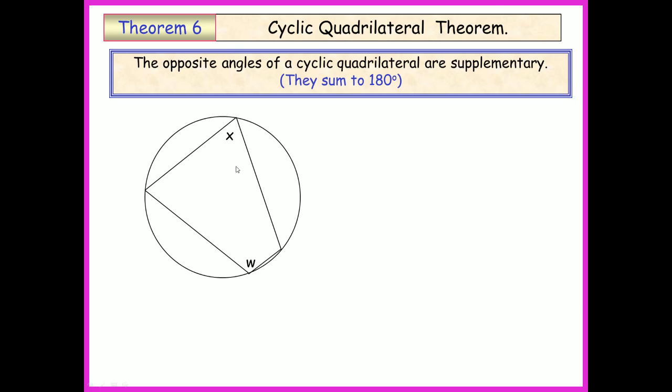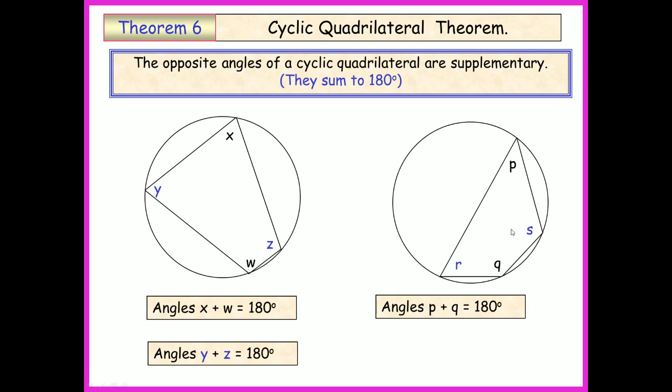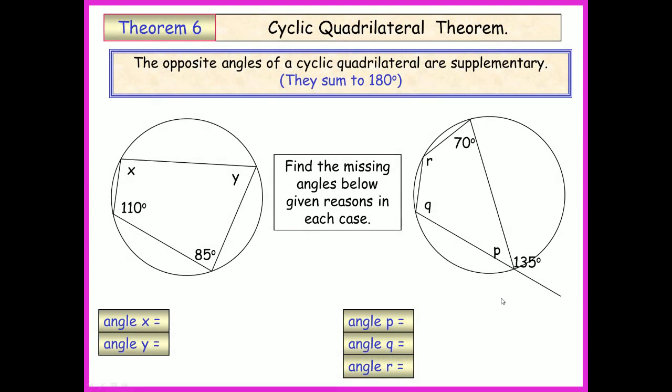So w and x, if I add those together, will give me 180. Similarly, y and x, because they're opposite each other, will also give me 180. There's another example. P and Q would be 180, and R and S would be 180 because they're opposite. Let's see if we can use these as examples.